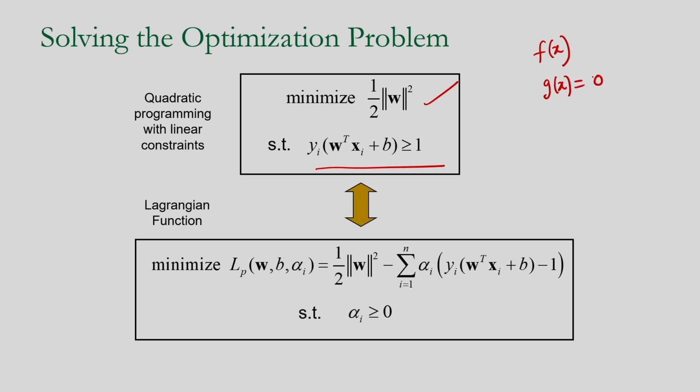Then this Lagrangian function I can write like this. This is the Lagrangian function L(x, lambda), where lambda is the Lagrange's multiplier, is equal to f(x) minus lambda g(x). So I can write like this. For more details, you have to see the mathematics books.